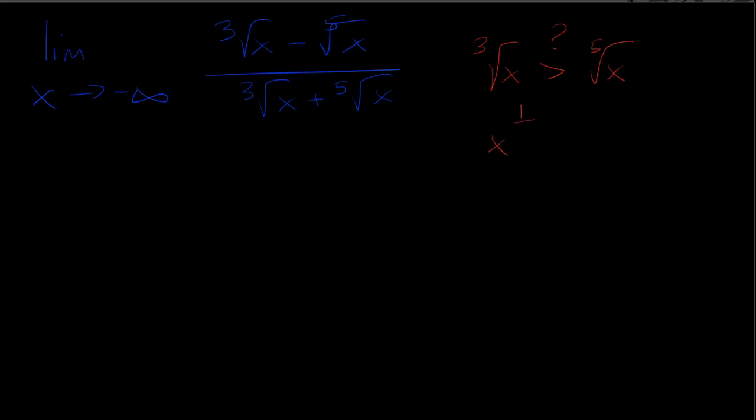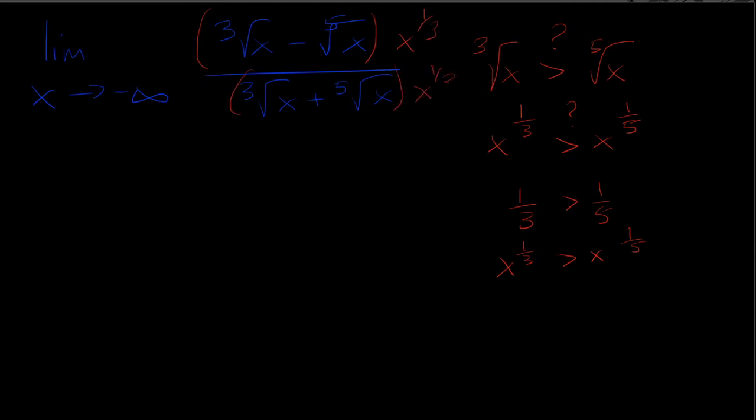Well, we can write it as x to the 1/3 and x to the 1/5. The higher the exponent, the bigger the number. So yes, 1/3 is greater than 1/5, so we say that x to the 1/3 is greater than x to the 1/5. So that means we're going to multiply top and bottom by, sorry, 1 over x to the 1/3.